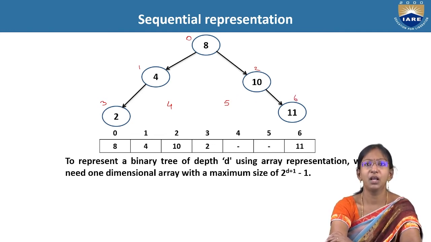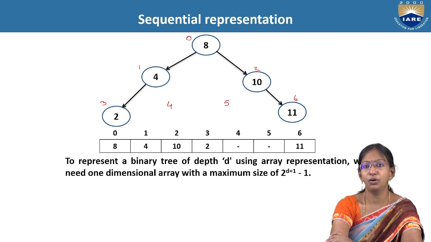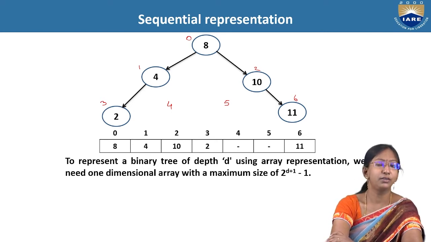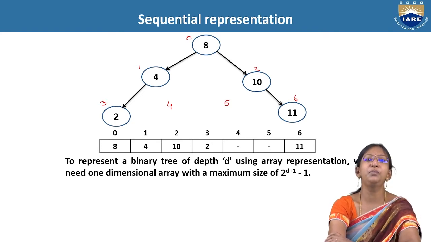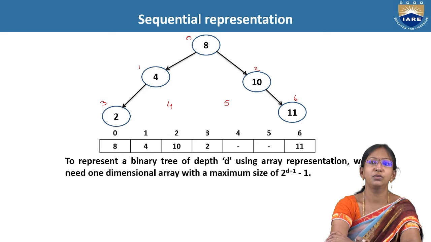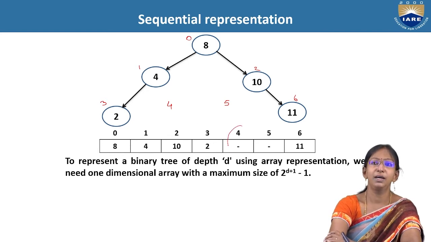Have a look at this picture. Even though the element 4 is not having any right child, and 2 is not having any left child, we have to give empty space over there. Have a look at this one. In the array also, I have left these spaces blank.